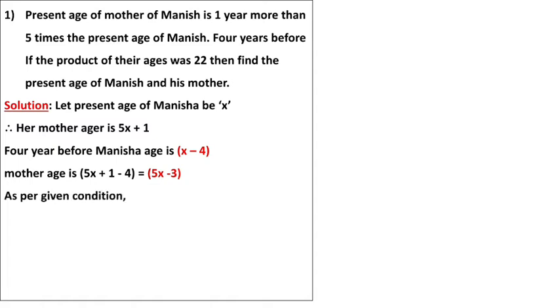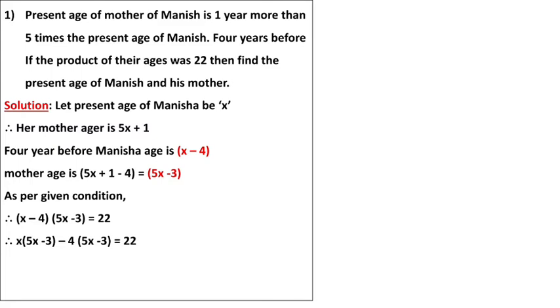After that, students, the condition is given. If the product of their ages was 22, then find the present age of Manish and his mother. So product means the multiplication of Manish's age and his mother's age. X minus 4 is the age of Manish and 5x minus 3 is the age of mother, equal to 22. First of all, we will solve the bracket. So we will take x in the first bracket and whole bracket 5x minus 3, then minus 4, again whole bracket 5x minus 3, equal to 22.